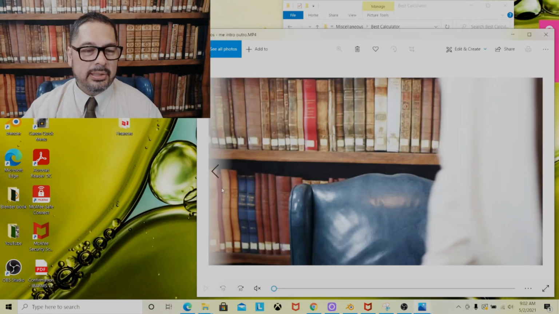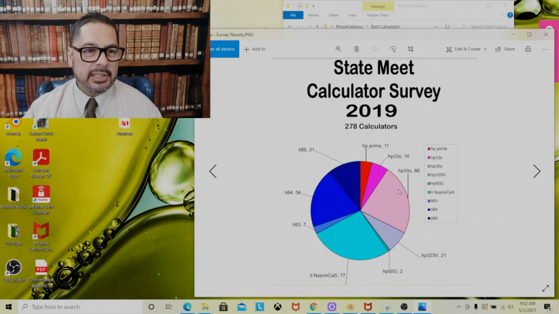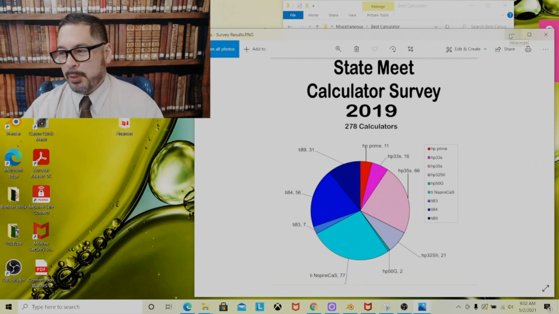Let's see what else is on our survey. Oops, I hit the wrong button here. Let's take a look at the survey again. So we got the HP 35, HP 30, the HP Prime. Now that's my favorite one of the HP line, of the Hewlett-Packard line.